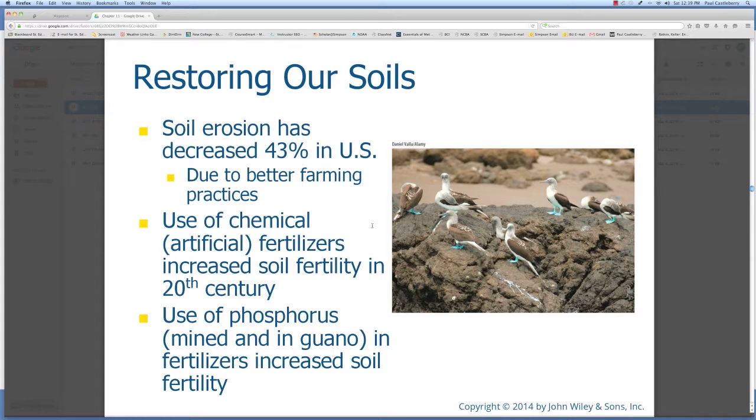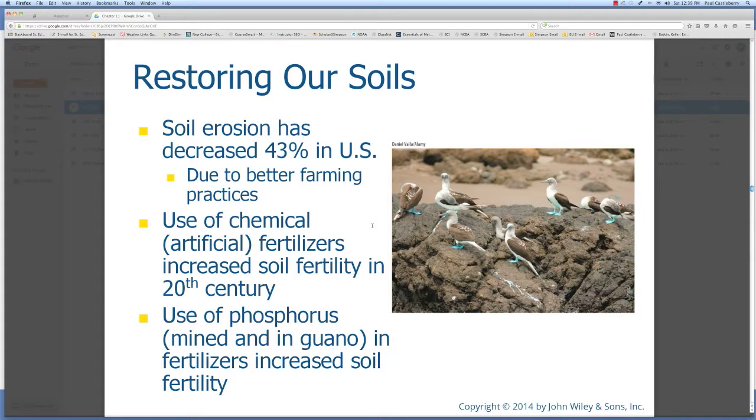Chemical fertilizers also increased soil fertility in the 20th century. We began to pump nitrogen and phosphorus, potassium into the soil. We begin to increase soil fertility. Now, that's not all positive, as we know, because some of these fertilizers are dangerous to other types of species. We'll talk a little bit about that here in a few minutes.